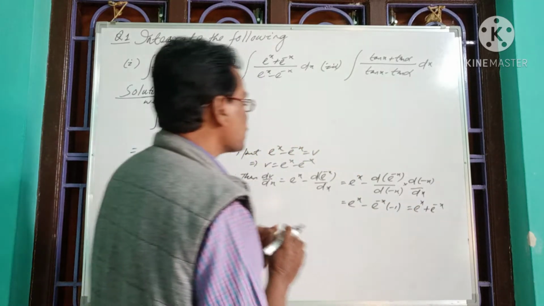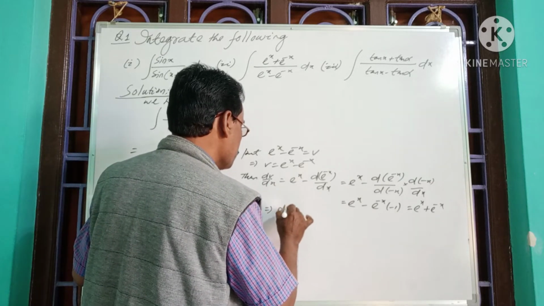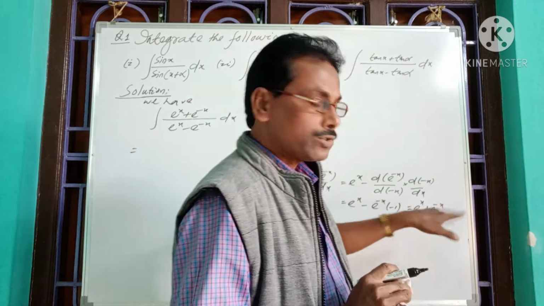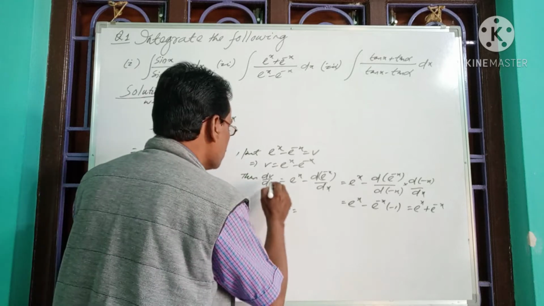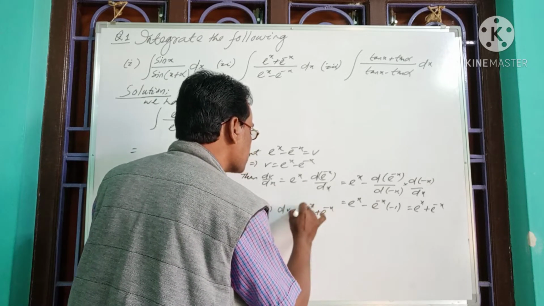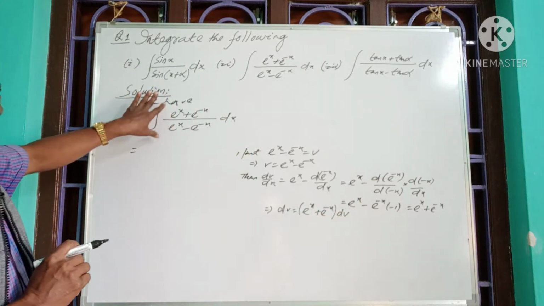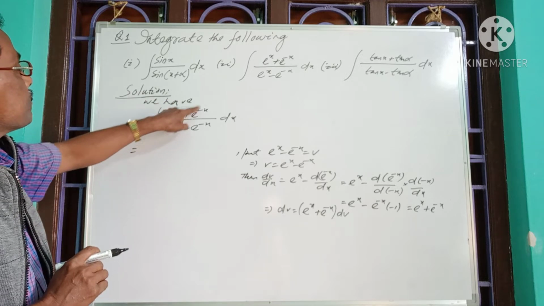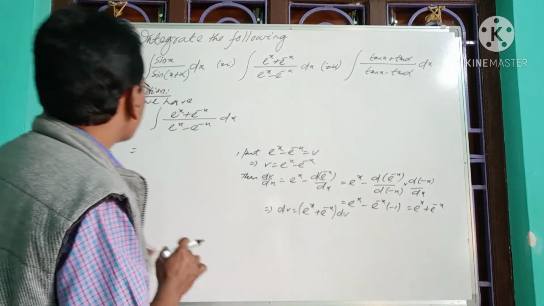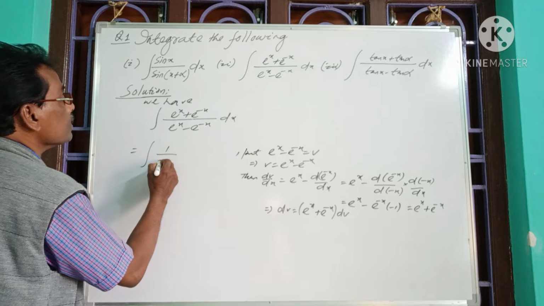So now by cross multiplication we have dv by dx equal to e^x plus e^(-x). So dv is equal to (e^x plus e^(-x)) dx. So in the numerator we have (e^x plus e^(-x)) dx. So now after substitution the integrand will be transformed into the integration of 1 by v.